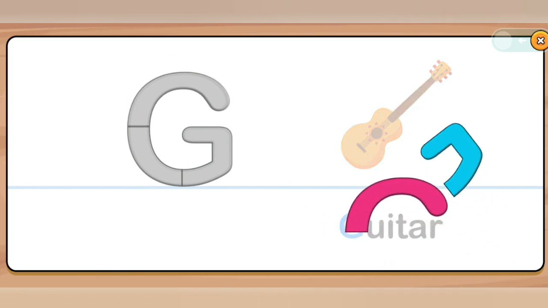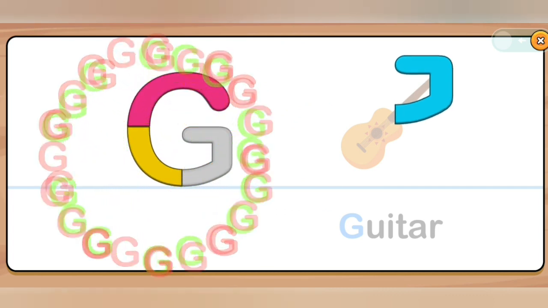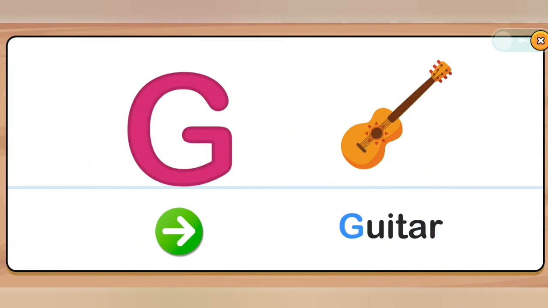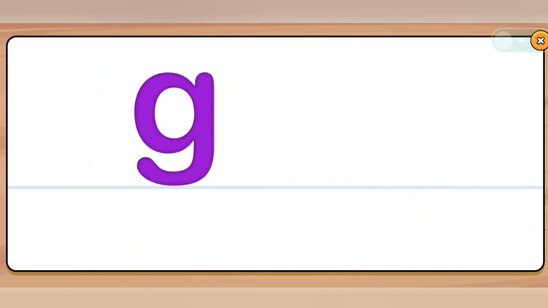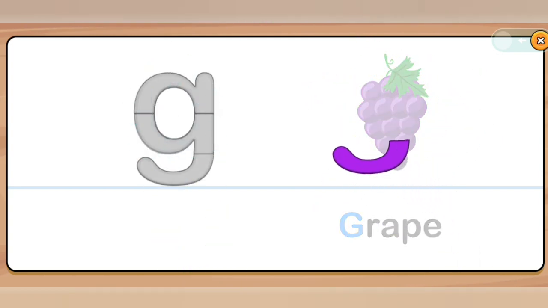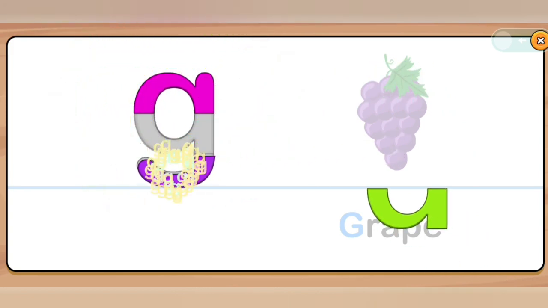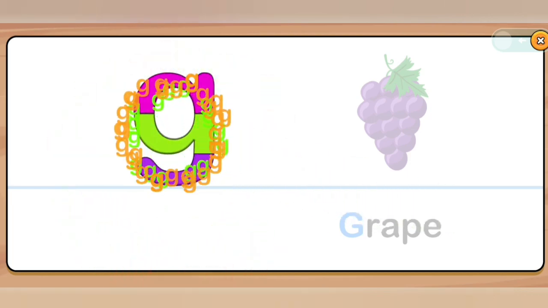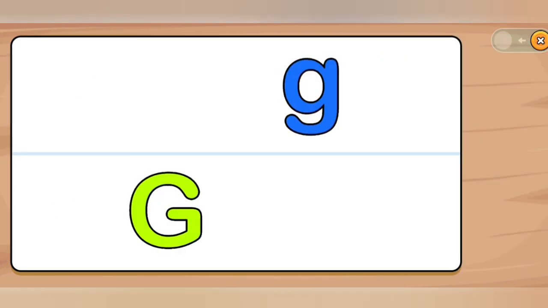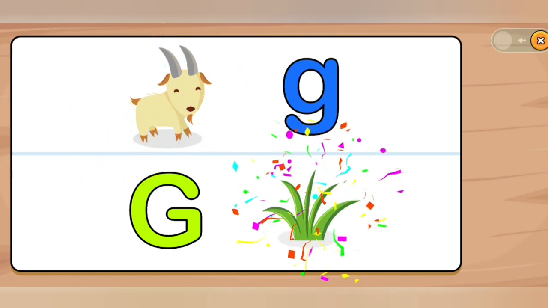Good job. Good one. Great. G. G is for grape. Good one. Smart. Well done. G. G is for goat and for grass.